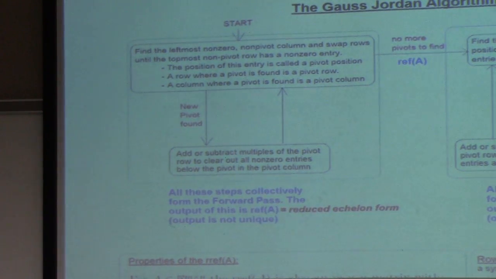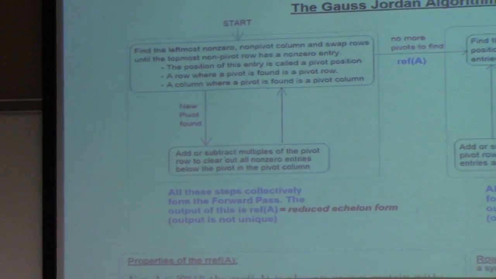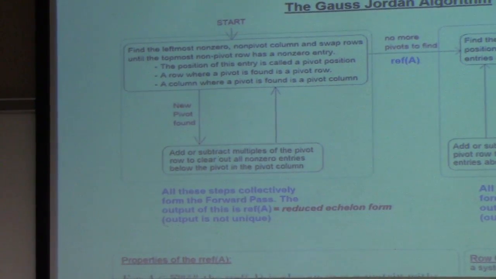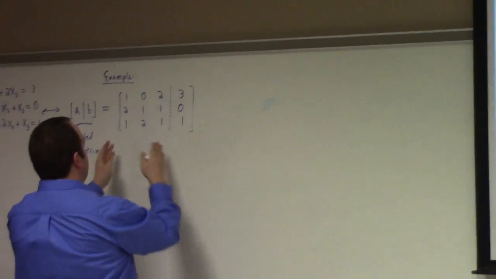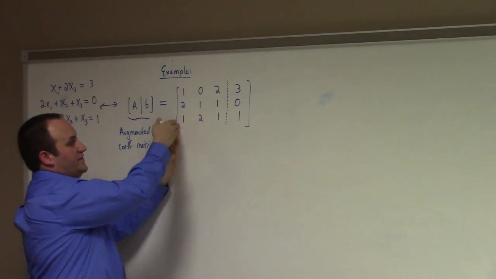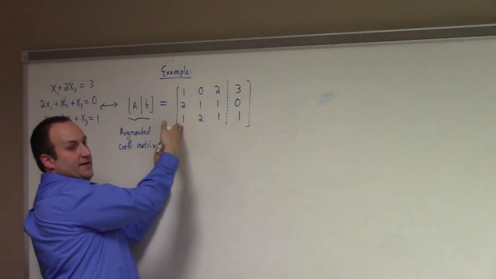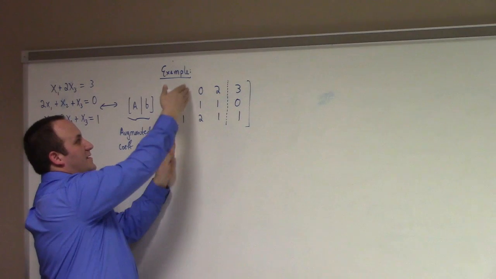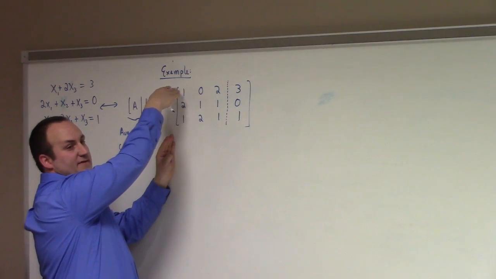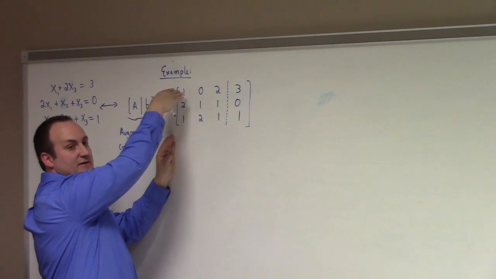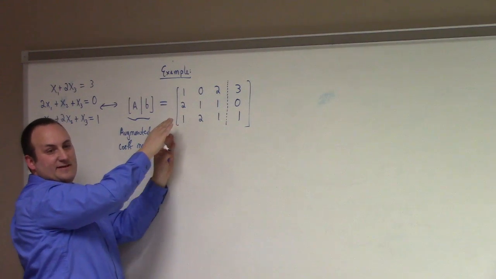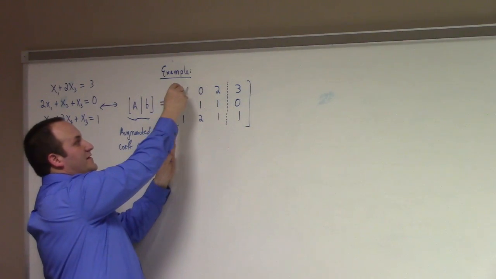What we do is we find the leftmost non-zero, non-pivot column, and swap rows until the topmost non-pivot row has a non-zero entry. That's just fancy for saying, look at your matrix, find the first column which is non-zero. This is the starting point, so it's this one, and make the topmost position in that column that's not already a pivot column non-zero. Well, there are no pivot columns before, so the first pivot is up here.